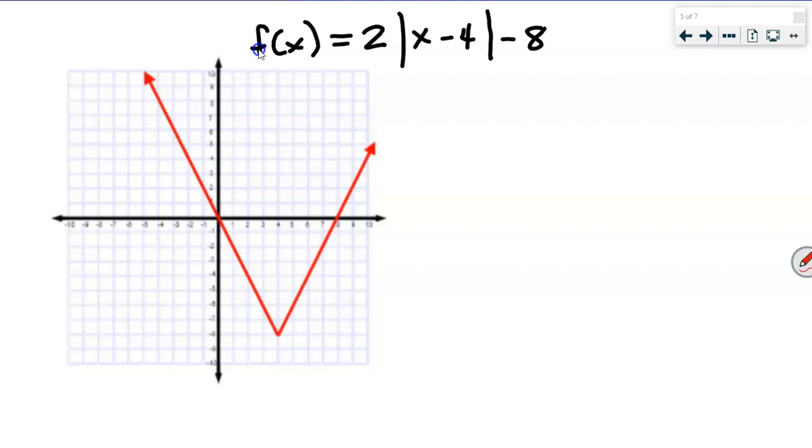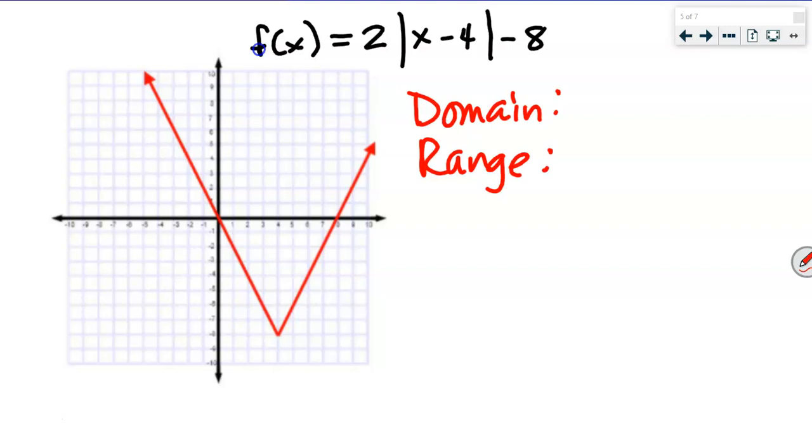Then, again, we're going to talk about our domain and our range. So what do you notice about the x values? Any limitations? Nope, because the arrows are pointing to the left and the right, right? So this is going to be all real numbers. Now, but what about our range? Do you notice the graph is all above there for the y values? So y is going to be greater than or equal to negative 8.